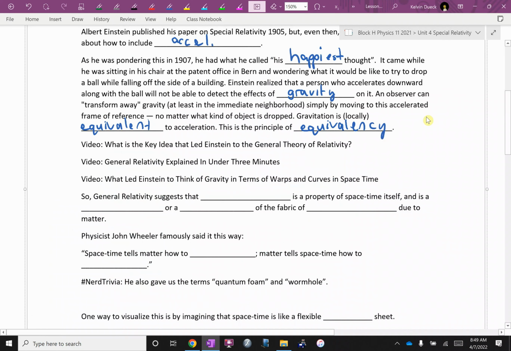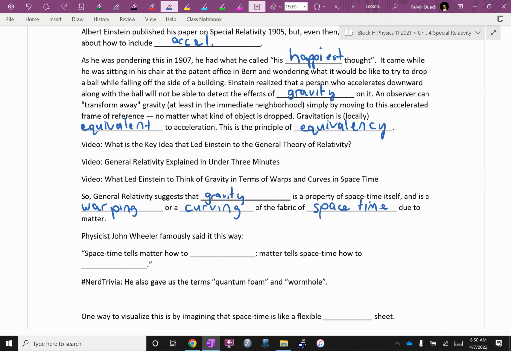So Albert Einstein suggests that gravity is a property of space-time itself, not a force. And it is a warping or a curving of the fabric of space-time due to matter. General relativity suggests that gravity is a property of space-time itself. It's a warping or a curving of space-time due to matter.